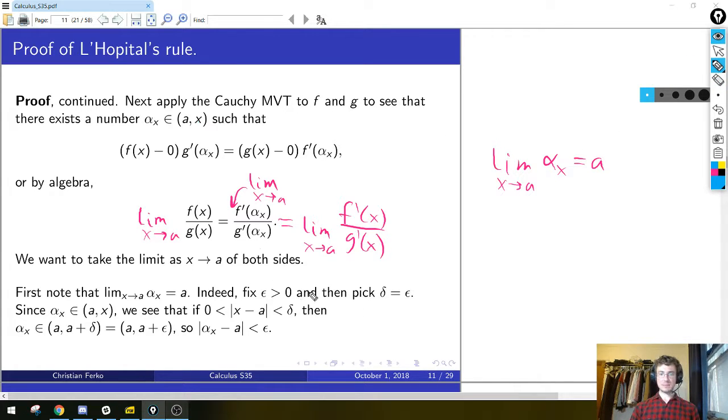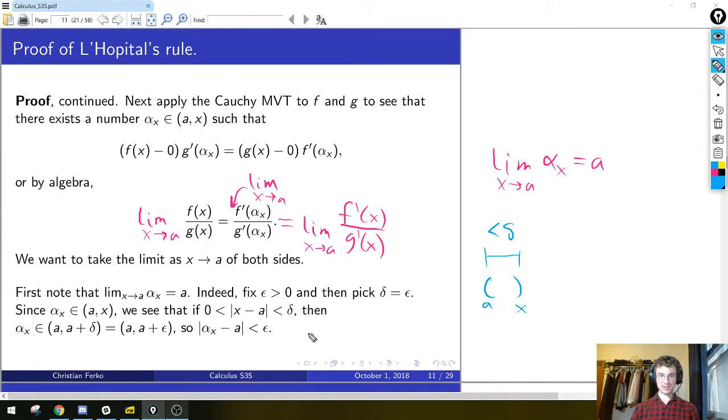Let epsilon greater than 0 be given. You just pick delta to be the same as that epsilon, so delta equals epsilon. Alpha x by construction lies in the interval from a to x. So if 0 is less than the absolute value of x minus a is less than delta, which is just the statement that this x is within distance delta of a, so the interval from a to x has distance, or total measure, if you will, less than delta.